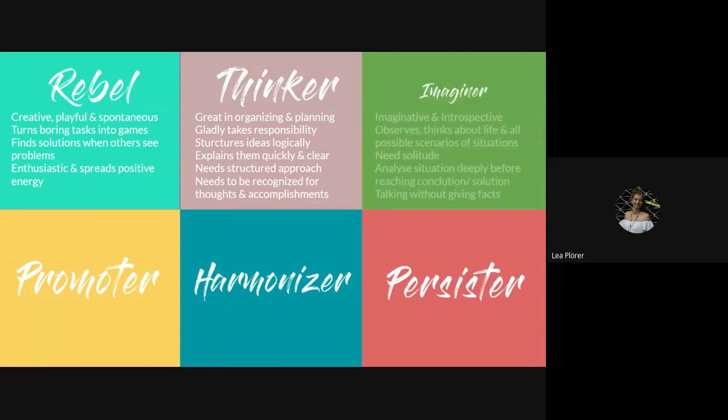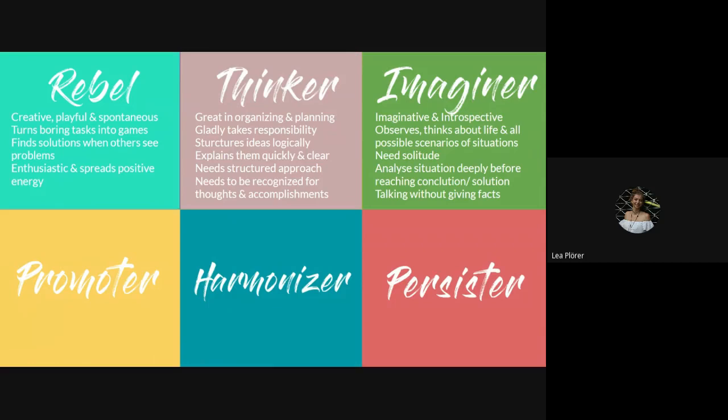Then we have an imaginer, who is very introspective, imaginative. They like to observe things. They like to understand things down to the deepest details. They often need a bit of solitude, and teams and huge groups can be a bit overwhelming sometimes. And maybe a negative side of them is that sometimes they talk without giving facts. I wouldn't call it bullshitting, but they can have long monologues, and at the end, you're like, and what do you want to tell me now? So make sure this is something you take into consideration with imaginers.